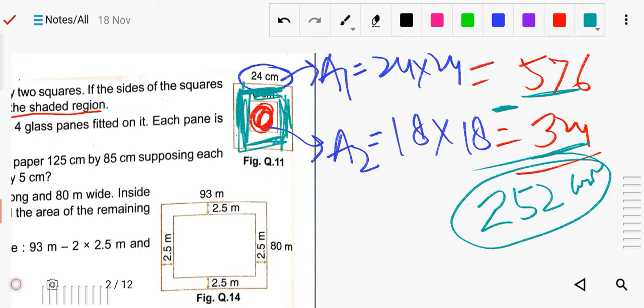So first of all you have to find the area of the bigger one, and then the area of the smaller one. Both are squares, so you write the formula side into side, and you will get 576 centimeter square and 324 centimeter square. Subtract both, and you will get the answer.